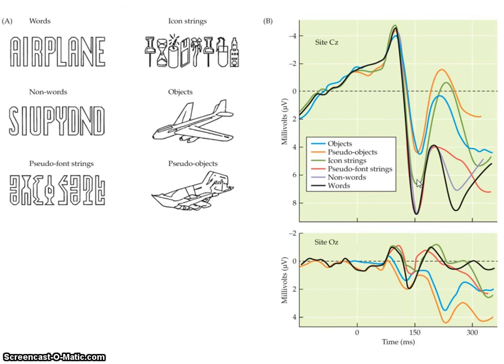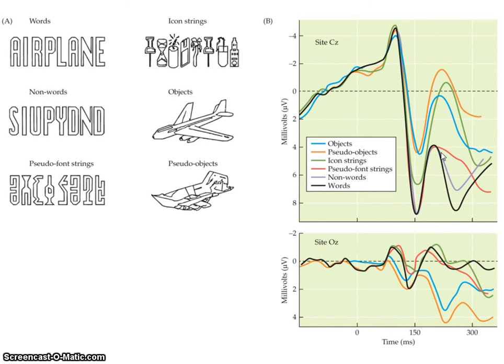Down here you can see that the green line splits off from the other 3 lines. That's where we make the distinction between icon strings that look like this, that are mostly pictures but in sequences like letters of words would be. And the other 3 kinds of stimuli, these 3 sets right here, continue on in their processing.